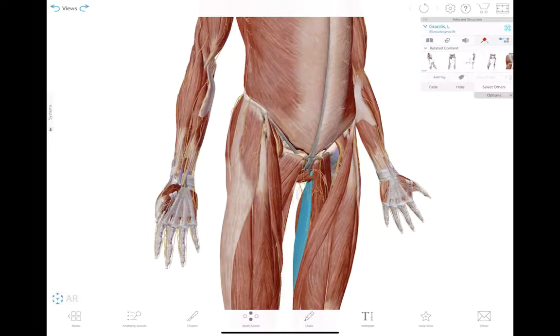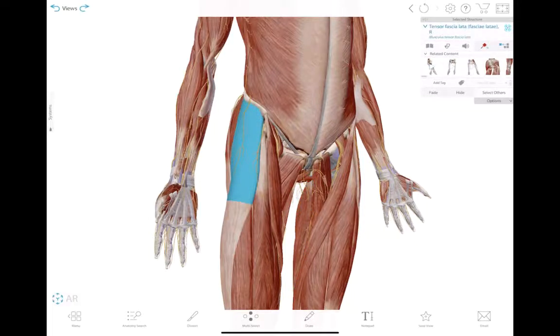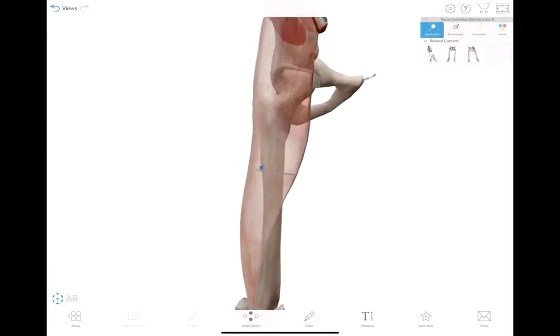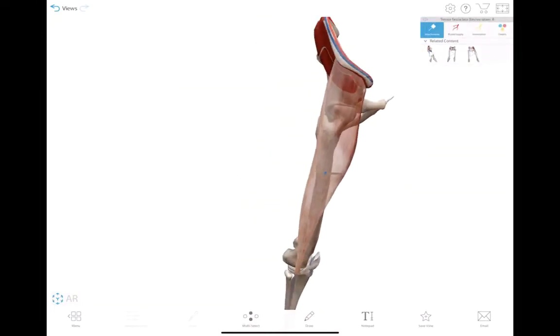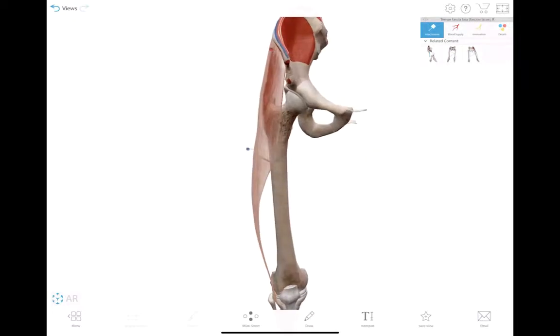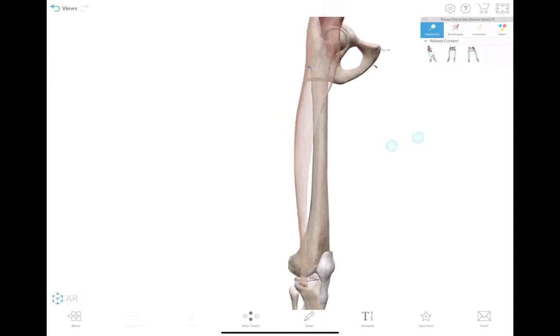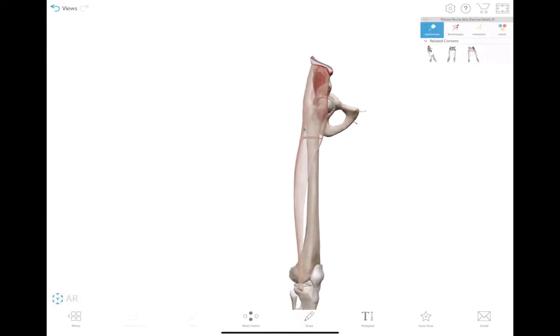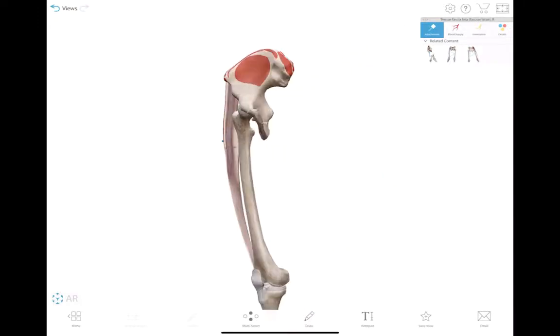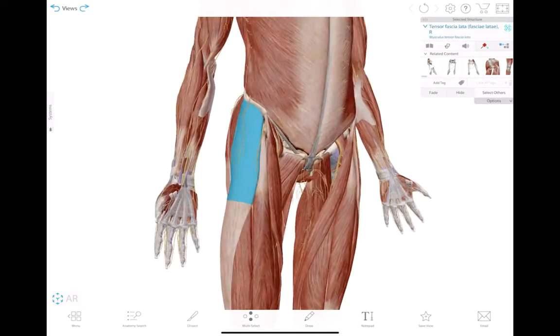And then lastly, we have the tensor fascia latae, and so that's going to be on the lateral part of the thigh. So that would be this muscle here. And so this muscle, if we isolate it here, you can see it goes from the outside of that coxal bone all the way down to the outside of the tibia. So again, movement at the hip and the knee. Okay, so for those 3 muscles.